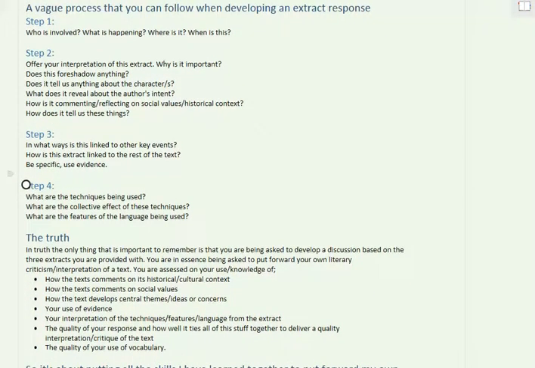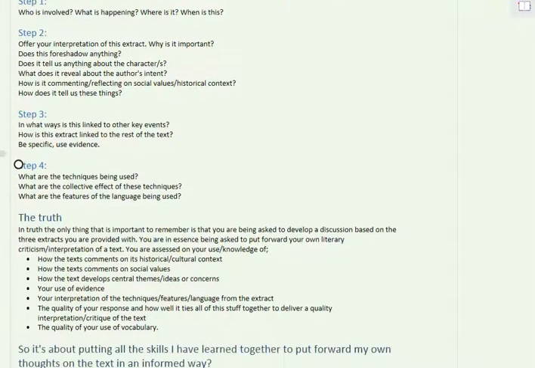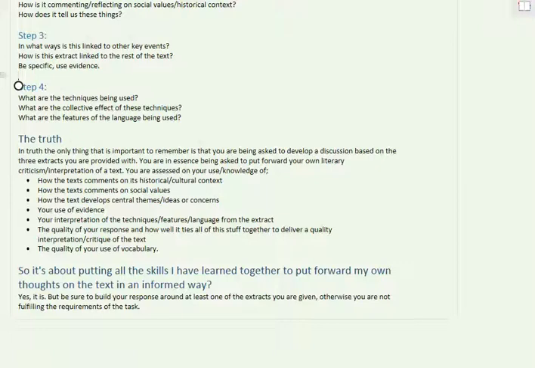Now, I came up with this with Mr. Atherton. It's got 4 steps. Questions that you need to be able to answer as you're going through the development process of your essay. You can read this in your own time. Now, whether you use that structure or not, the only thing that's important is that you're being asked to develop a discussion based on 3 extracts you're provided with. Being asked to put forward your own literary criticism or interpretation of a text.